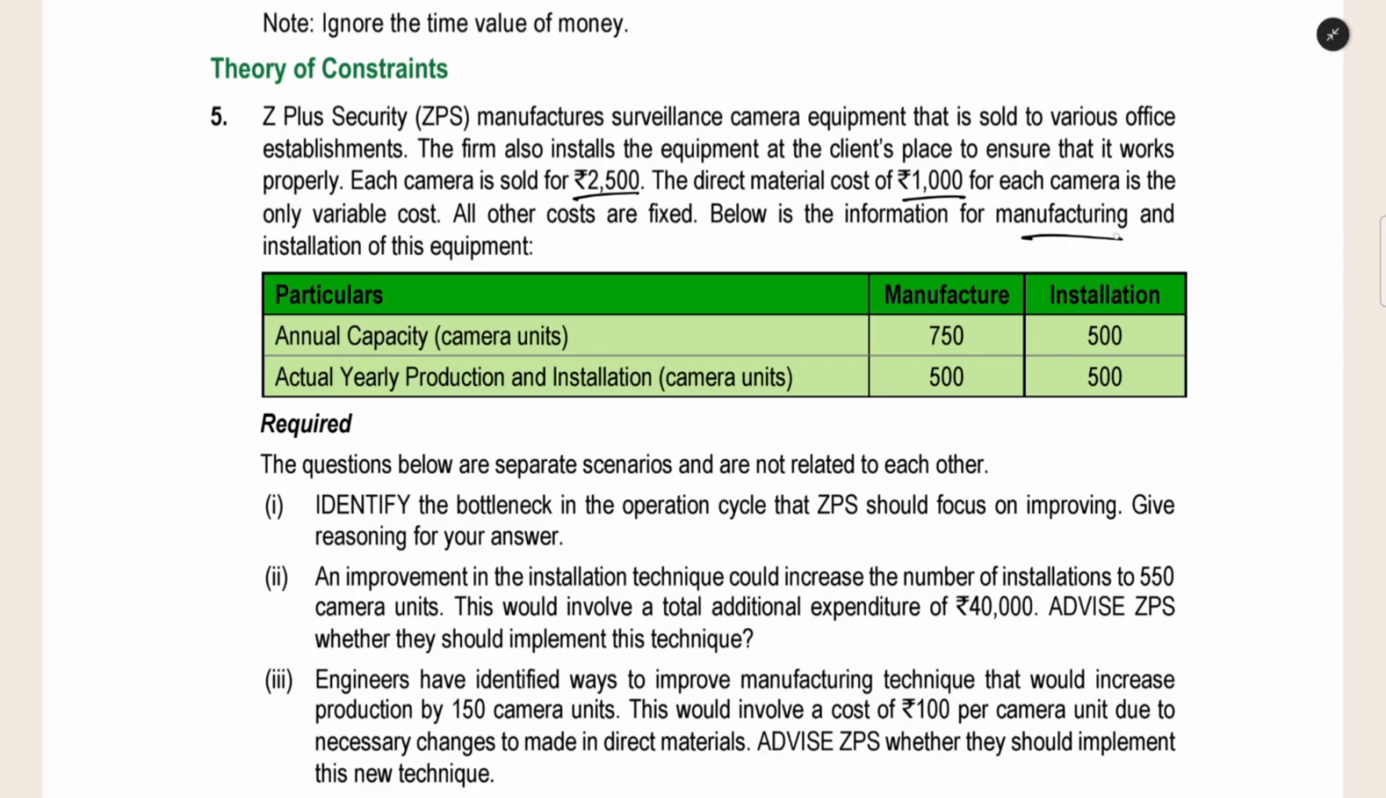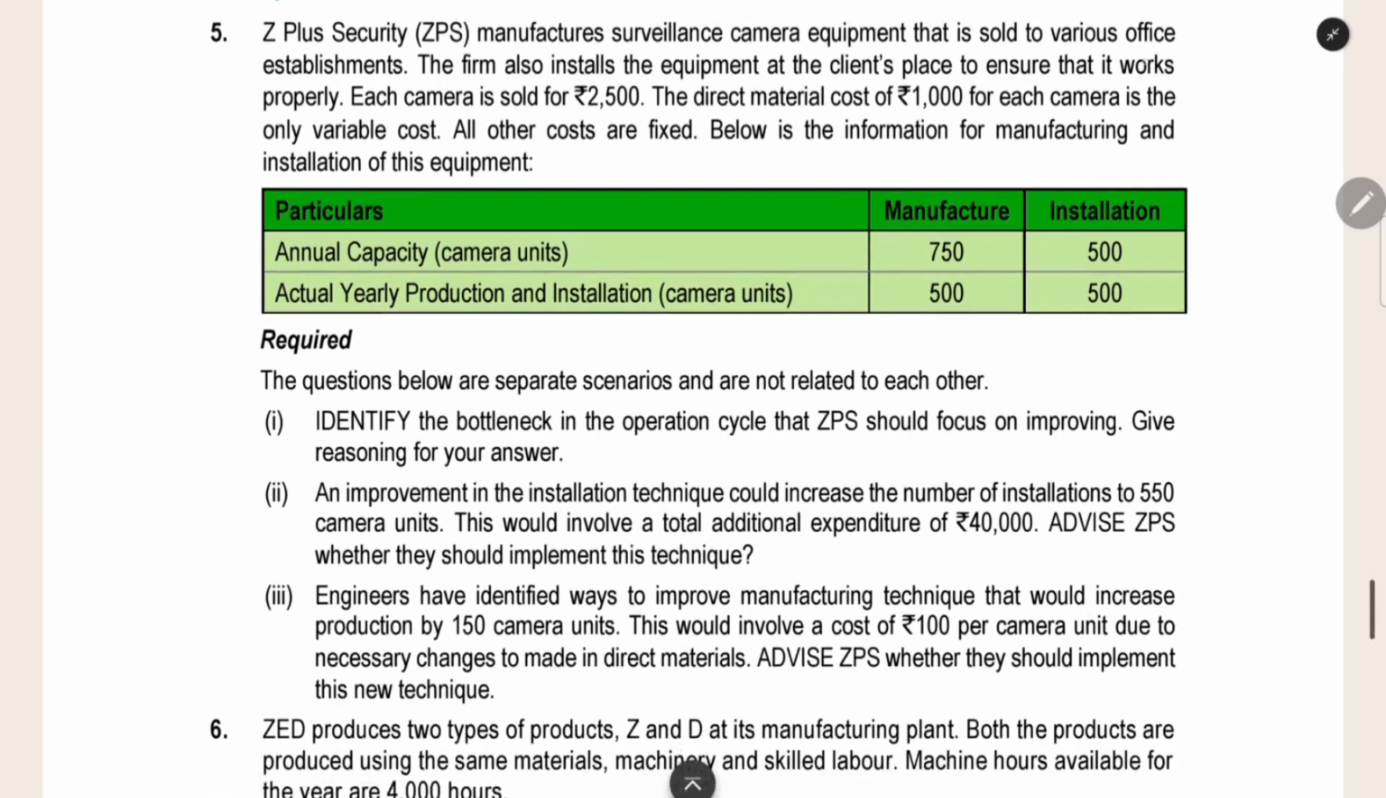The information for manufacturing and installation: the annual capacity for manufacturing is that the company can manufacture 750 camera units, but they can install only 500. Why can they install only 500? Because there might be a shortage of labor. Labor can only install 500 units annually. Actual yearly production and installation: this is the budget they are giving. And then this is the actual they are giving in the second line. 500 actually they are producing. Installation also 500 they are doing.